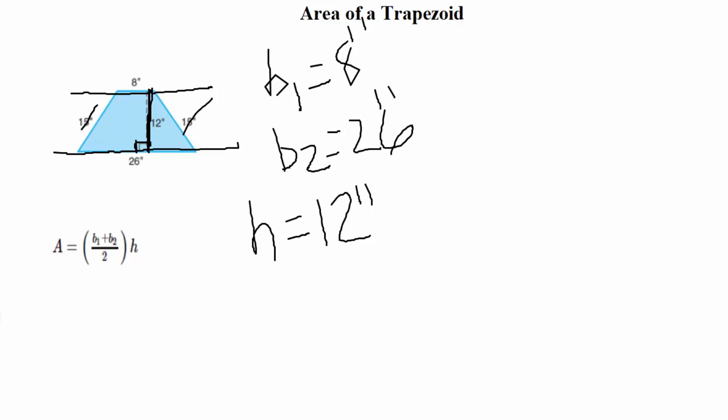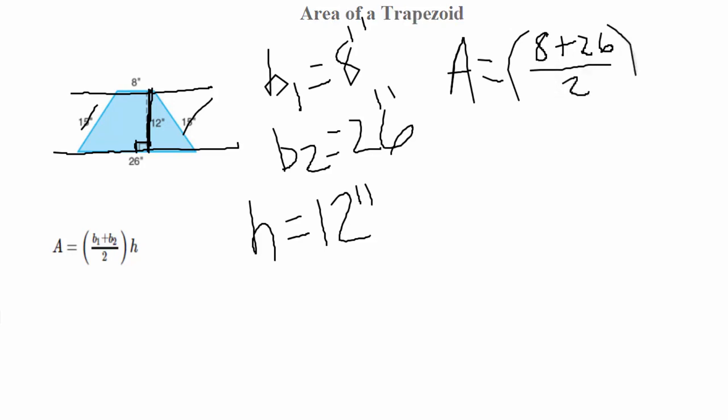So now that we've identified the pieces we need to plug into the formula, let's go ahead and plug into the formula so we can calculate. All right, so A is equal to base 1 plus base 2. So that's 8 plus 26, and that's going to be divided by 2, and then we're going to multiply that by 12. When we're simplifying this formula, we do need to remember to simplify it in order of our order of operations.